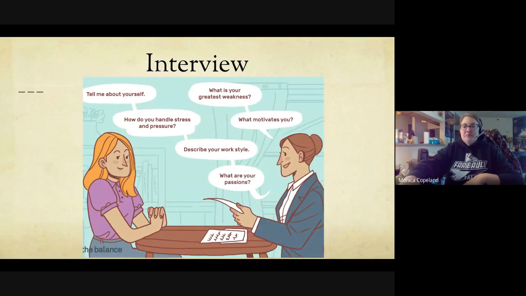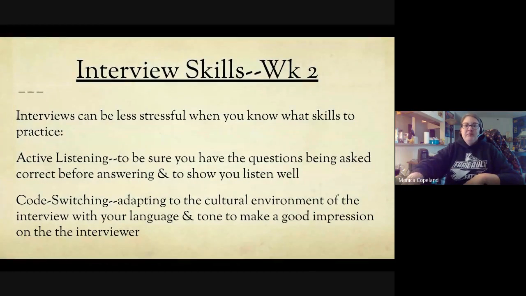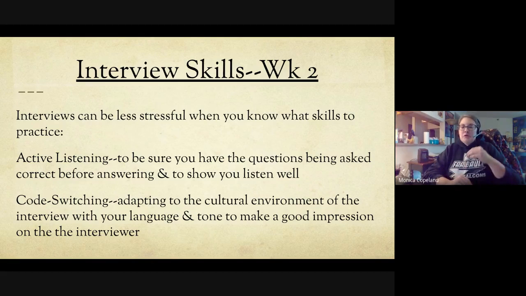All right, interview. So interviews are often stressful for people because they have a clear purpose. You're trying to get a job, you're trying to get a school spot, you're trying to get something out of an interview. One way to make it less stressful is keep in mind you need two main skills for interviewing.